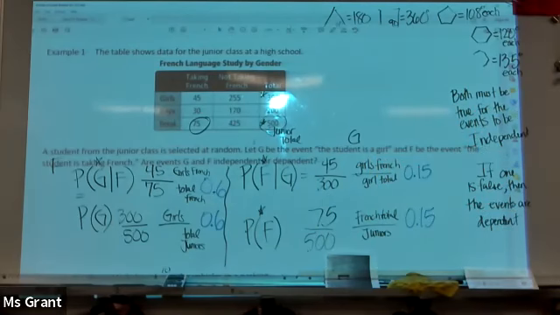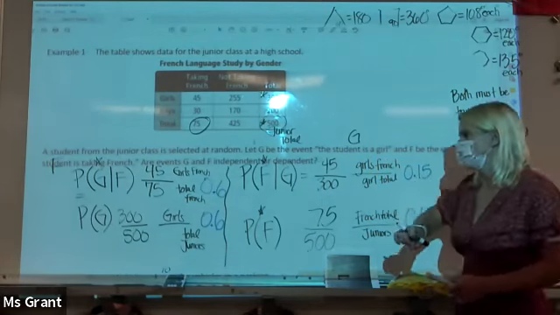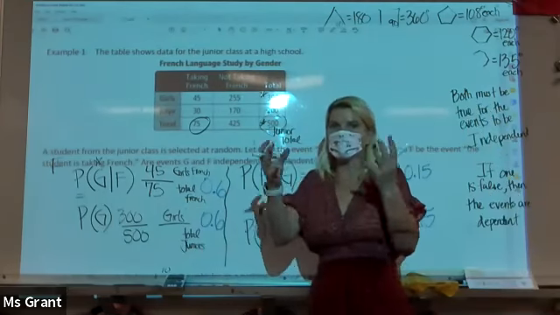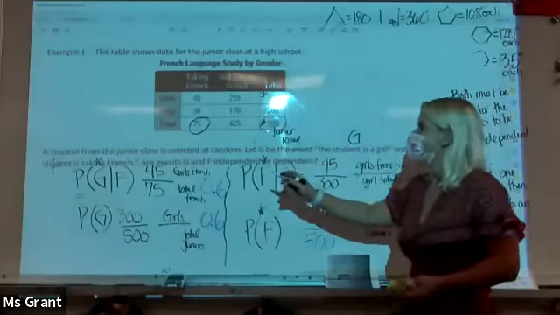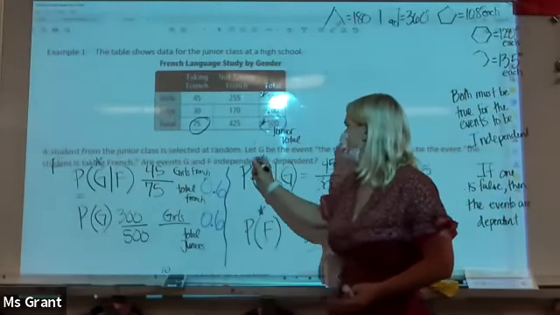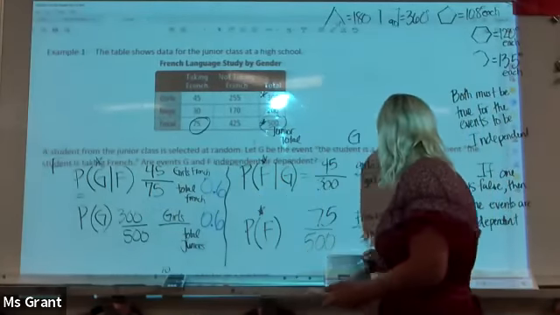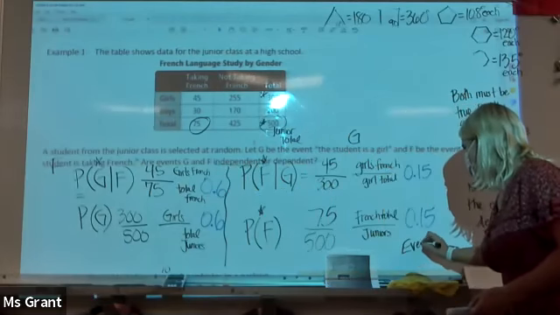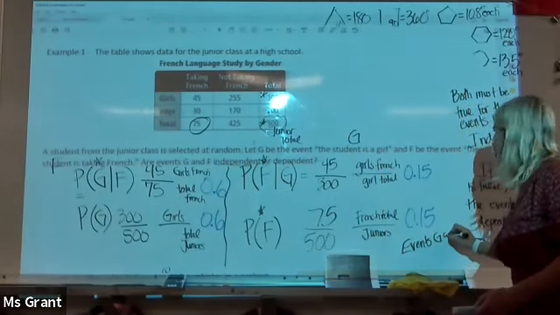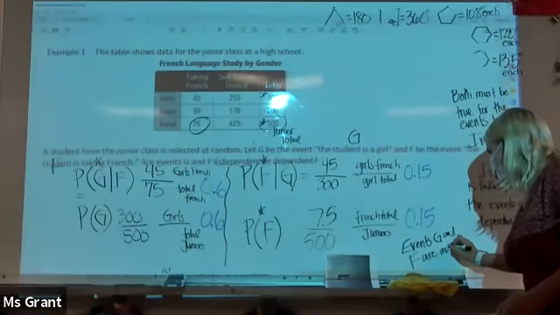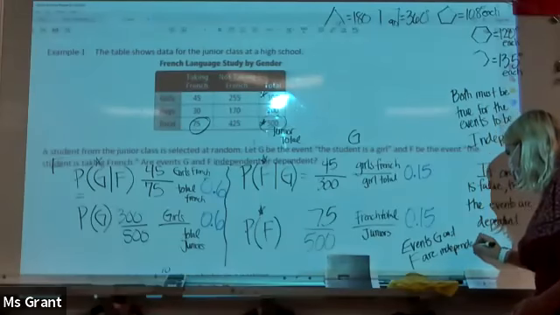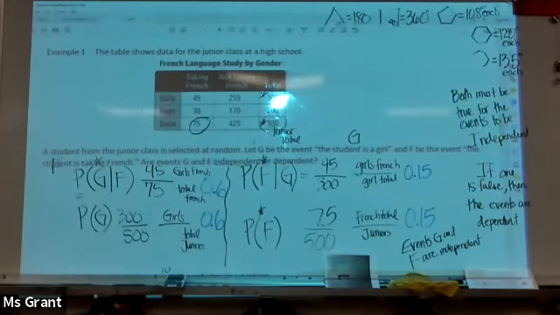Okay, since this is true, they're both true, independent. So the question says, are events G and F independent or dependent? They're independent. Events G and F are independent. Cool. Last example.